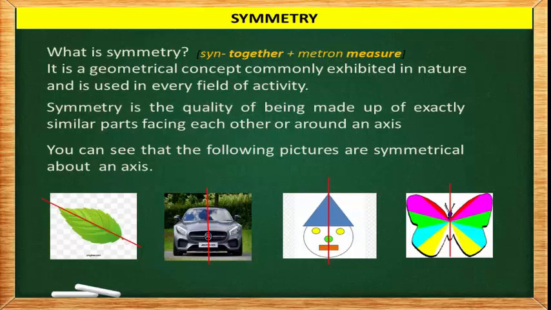That is, symmetry is the quality of being made up of exactly similar parts facing each other or round an axis. You can see that the following pictures are symmetrical about an axis. In the first figure, we have a leaf which is symmetrical about its midvein, and then we have a car which is vertically symmetrical, and then we have the face of the joker which is also symmetrical vertically, and then we have a butterfly which is also symmetrical vertically.